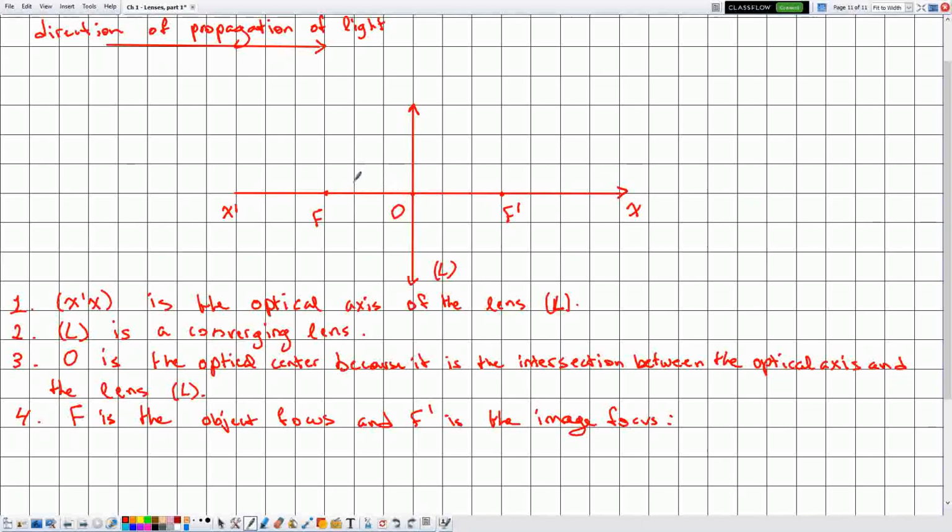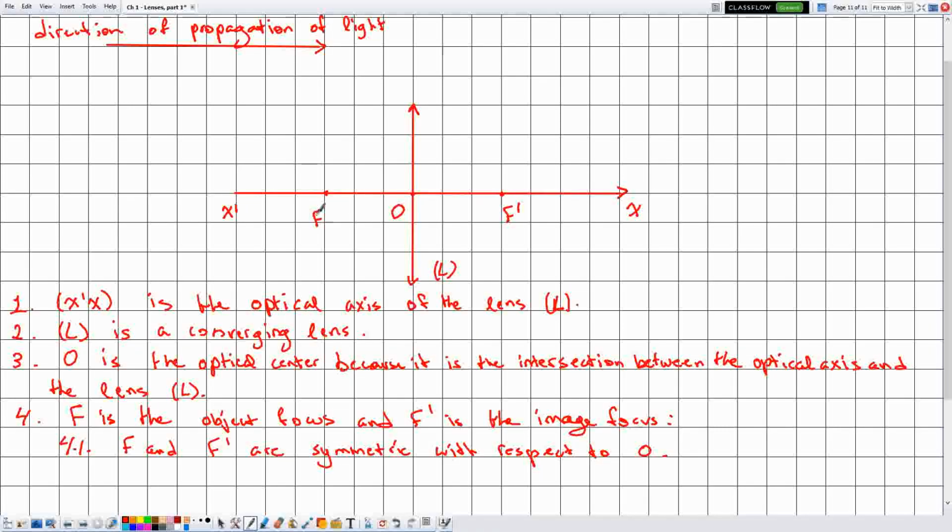Moreover, notice here that I have placed F and F prime in such a way that they are separated by the same distance from O. And this is an important statement. We say that F and F prime are symmetric with respect to O. So they are separated from the optical center by the same distance.